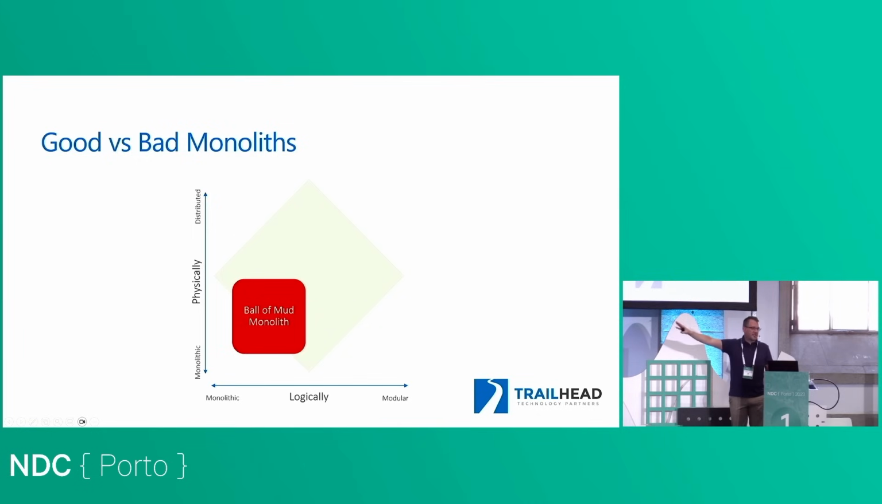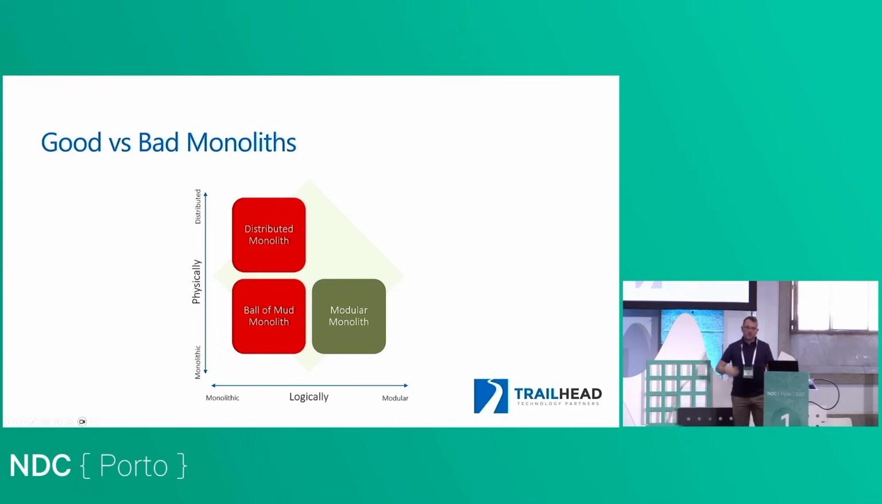So if you organize these a little bit on a graph, the ball of mud monolith is monolithic physically. It's deployed as a single piece, but it's also logically monolithic. Everything is tied together so tight, you can't really separate things, you can't update things easily. The modular monolith, which is a perfectly great architecture, is more modular in the way that it's logically organized, but it's deployed as a single piece, so it's still physically monolithic. The distributed monolith is what you get when you try to create microservices, but you end up creating them in a logically monolithic way with all the code referencing all the other services. And so you end up with it being physically distributed, but still logically monolithic.